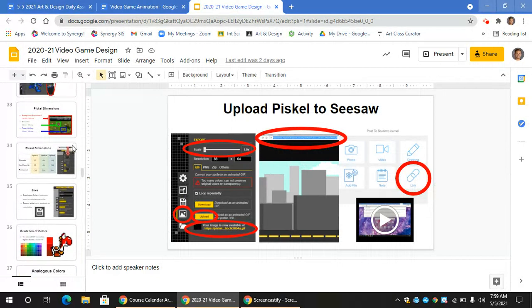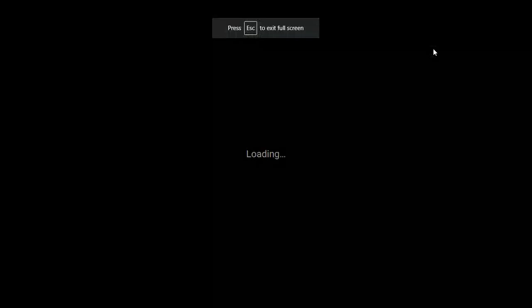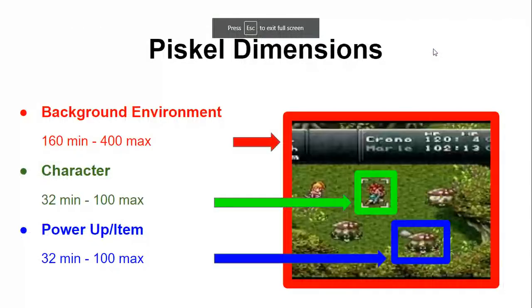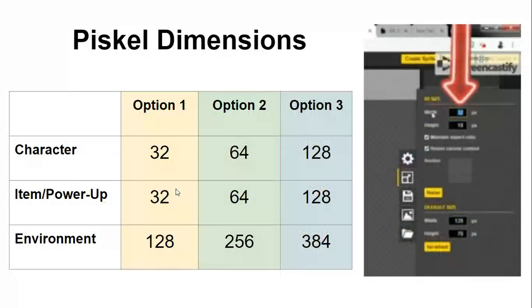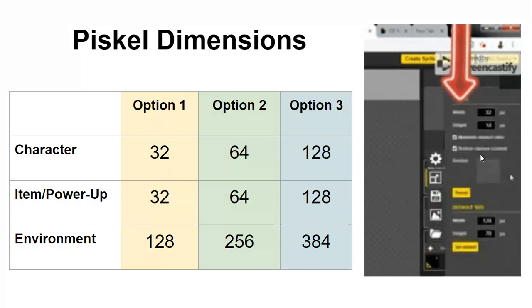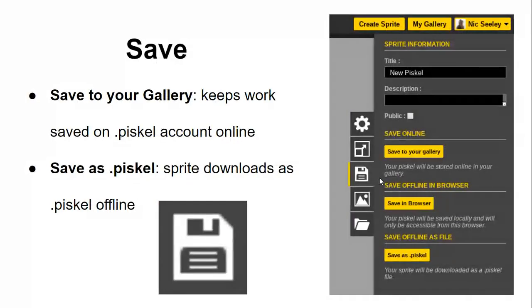As you're working on Fiscal, note that the different dimensions that you're working on should correspond to this example here. So for example, if this is your character and this is your item or power-up, it might be 32 pixels in Fiscal. So that means that your background should be larger. So whatever ratio you choose, you want to make sure that the background is larger than the things that are inside of it. So here's some different options on how to complete that here, and then also an animation on how to resize your composition.